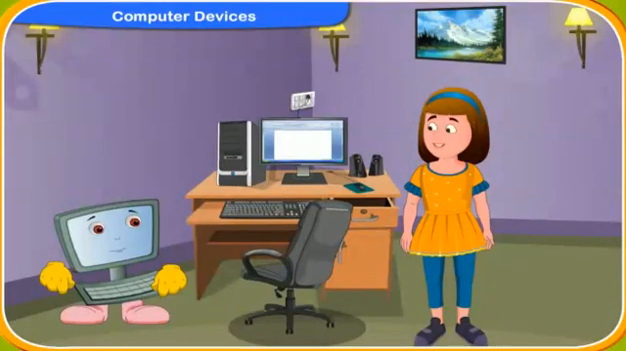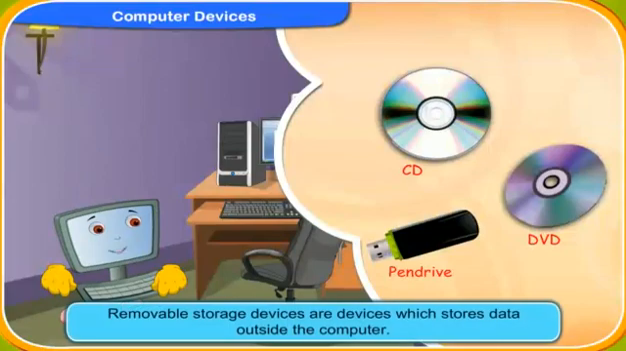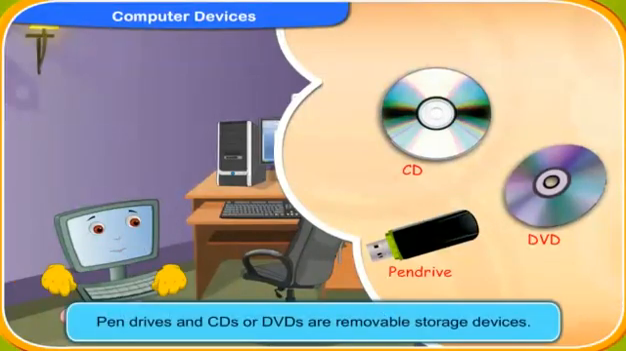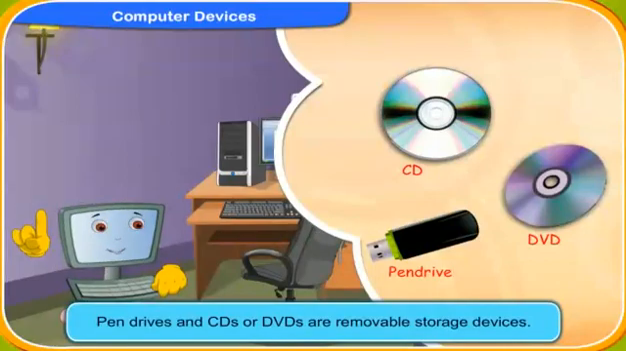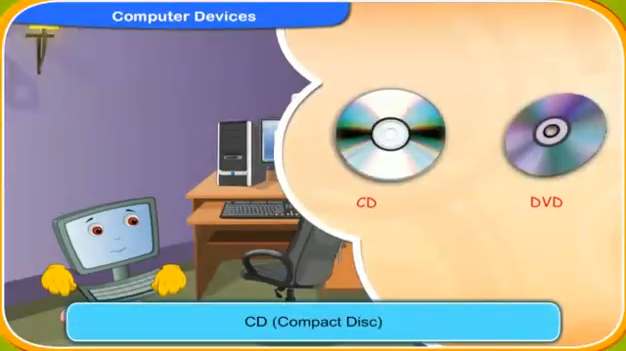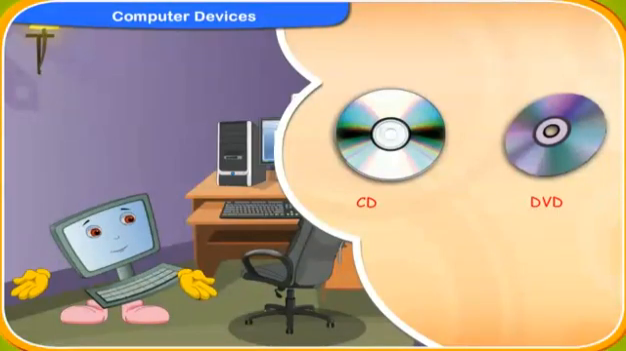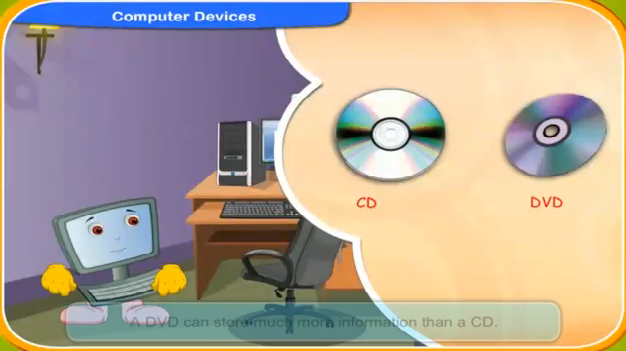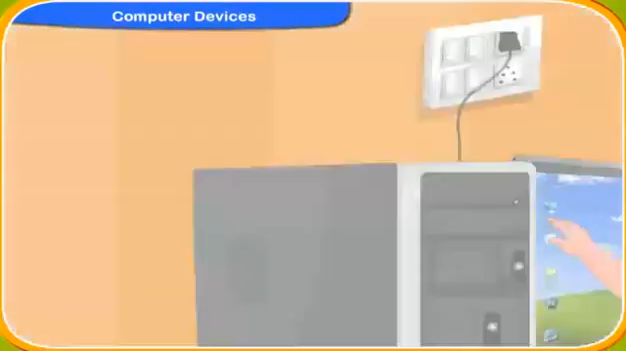What about CDs and DVDs? They are both removable storage devices. Removable storage devices are devices which store data outside the computer. Pen drives and CDs or DVDs are removable storage devices. CD stands for compact disc and DVD stands for digital versatile disc. We use these discs to store information permanently. A DVD can store much more information than a CD.